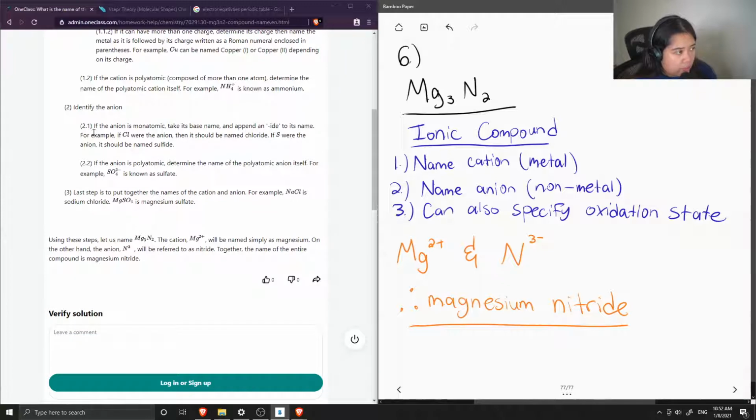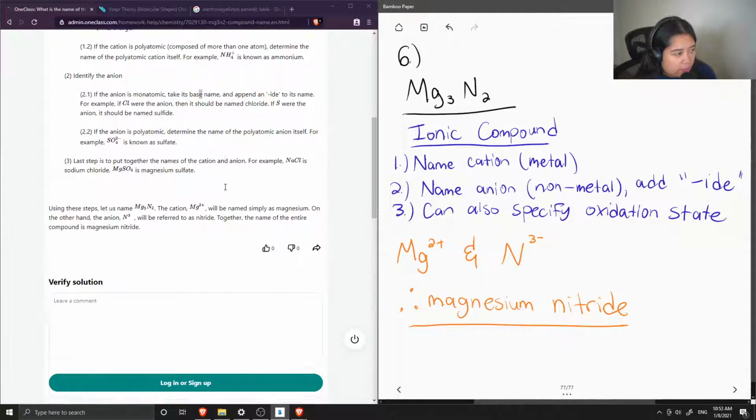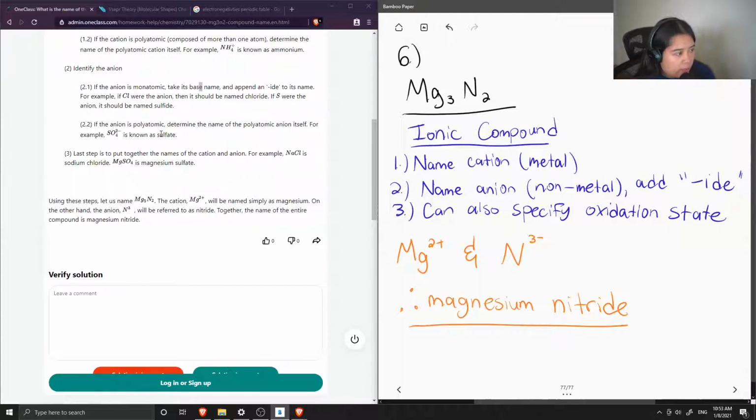And then step 2 is to identify the anion. If it's monoatomic, take its base name and apply an "ide" to its name. So for example, if chlorine were the anion, then it should be named chloride. If sulfur were the anion, it should be named sulfide. Let me just add this to my rules. You can add "ide" as the suffix. If the anion is polyatomic, determine the name of the polyatomic anion itself. So we just have the nitrogen.